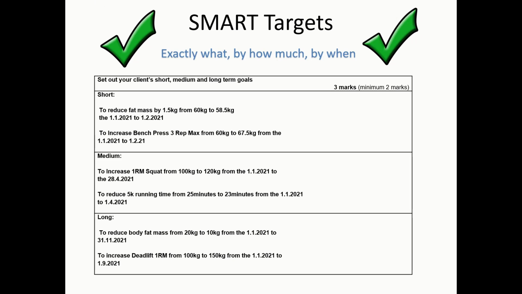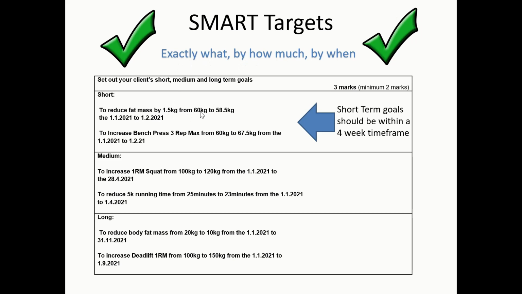Okay, so let's first have a look at the short-term targets. Short-term targets generally, when it comes to the LAP, should be within a 4-week time frame. So any goals that you're going to set for the short-term goal must be within a month period. So if you look at the first one that we've given, it's to reduce fat mass by 1.5 kilogram. So we've said exactly what, which is fat mass, and we've said by how much, which is 1.5 kilos. So we want to lose 1.5 kilos of fat.